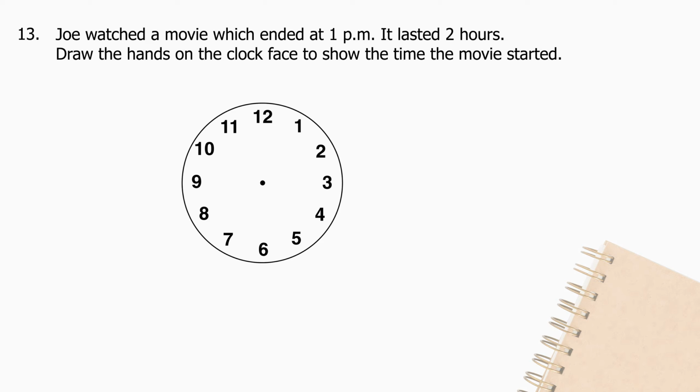Question 13. Joe watched a movie which ended at 1 p.m. It lasted 2 hours. Draw the hands on the clock face to show the time the movie started.